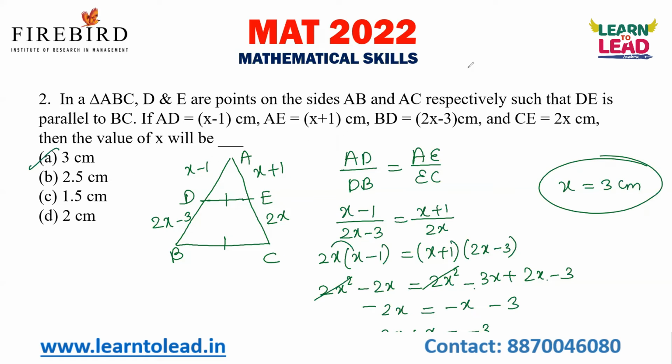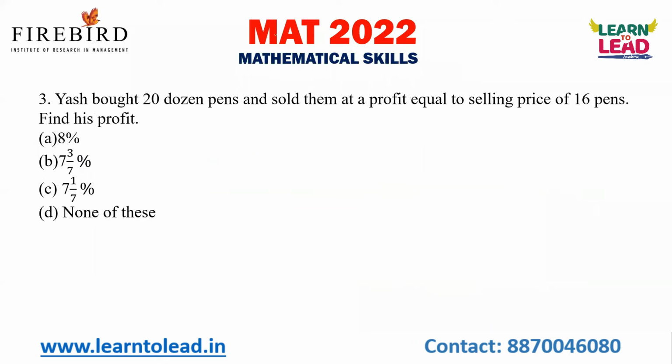Now let us go to the next question. See, Yash bought 20 dozen pens and sold them at a profit equal to the selling price of 16 pens. Find his profit.